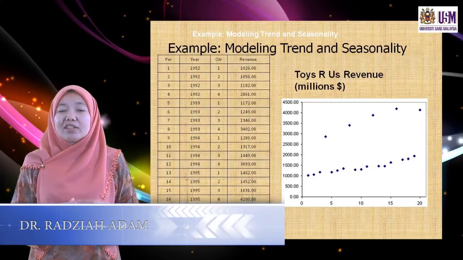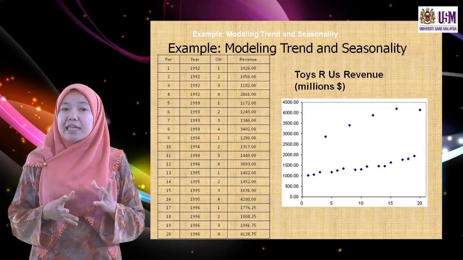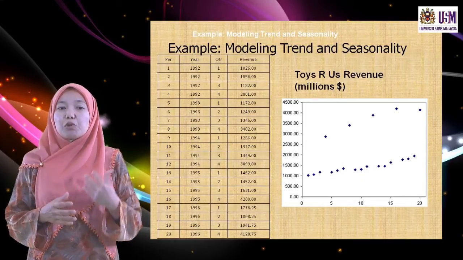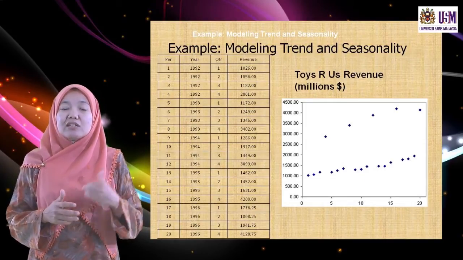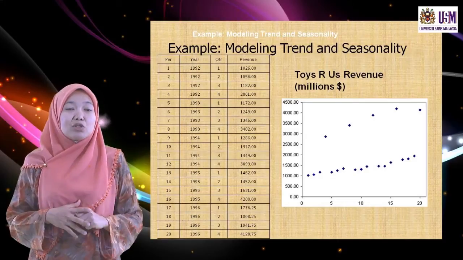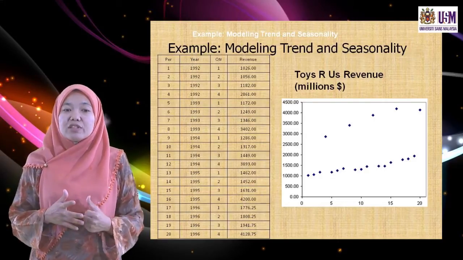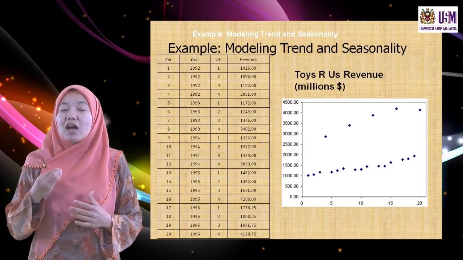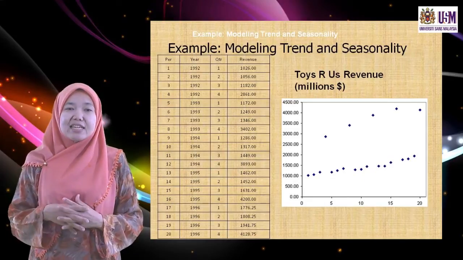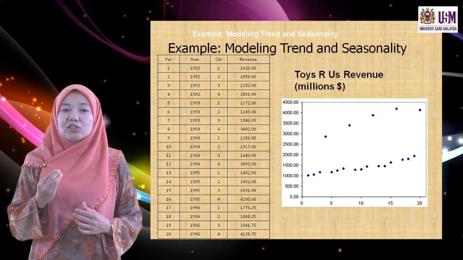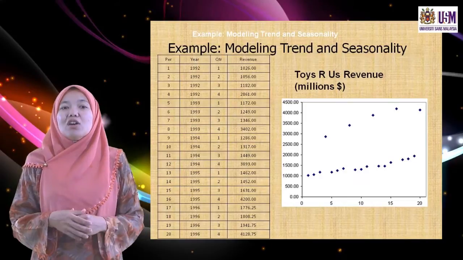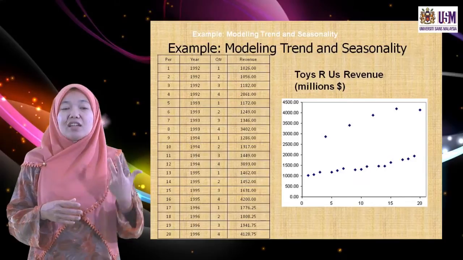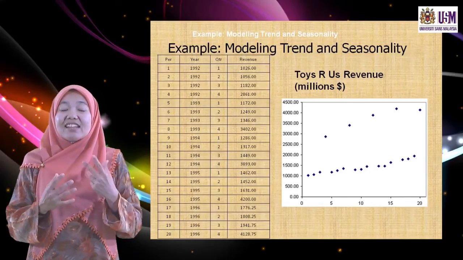Okay, so on the left-hand side of the screen, you can see a table. So you have the time period, okay, period number 1 up to period number 20. Basically that refers to the first year, 1992, up to the last year that is being observed, 1996. Okay, we are talking about 4 years, but data are being observed quarterly. So you have quarter 1, quarter 2, quarter 3, quarter 4 for 1992. Okay, and then you have the same quarter 1 to quarter 4 for 1993, 1994, 1995, and 1996.